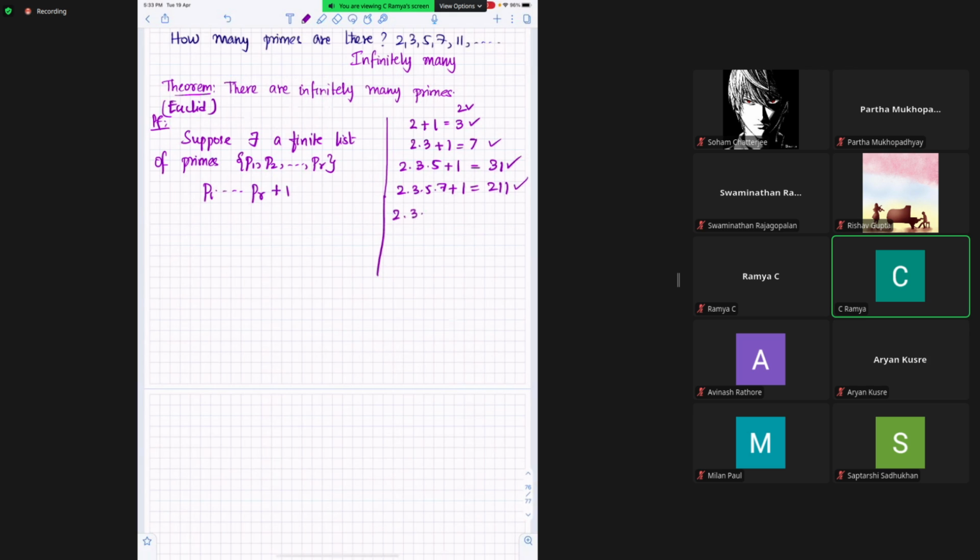So the next option is this one, which is 2 times 3 times 5 times 7 times 11 plus 1, which is 2311, which is prime. Okay, so now let's try 13 plus 1. Can someone quickly say what that is? 30,031. Okay, I'm going to give you the factorization for that: 59 times 509.